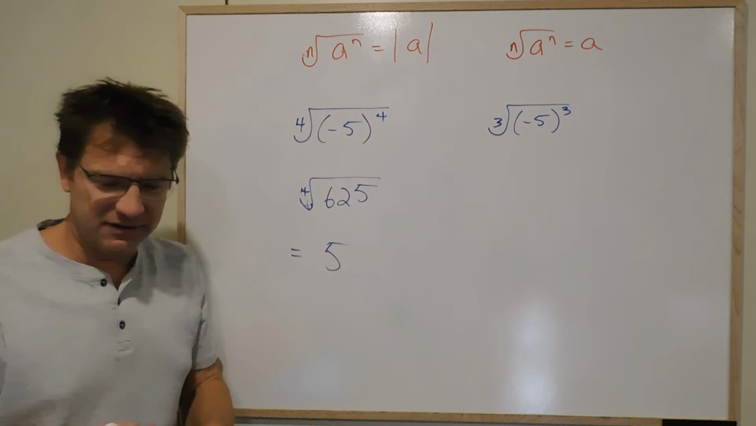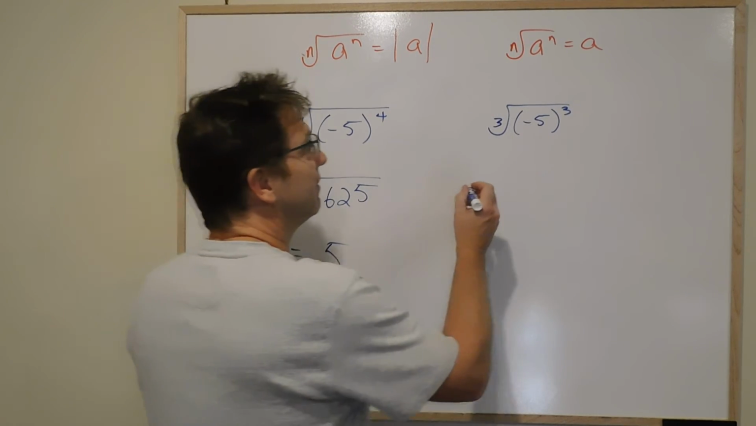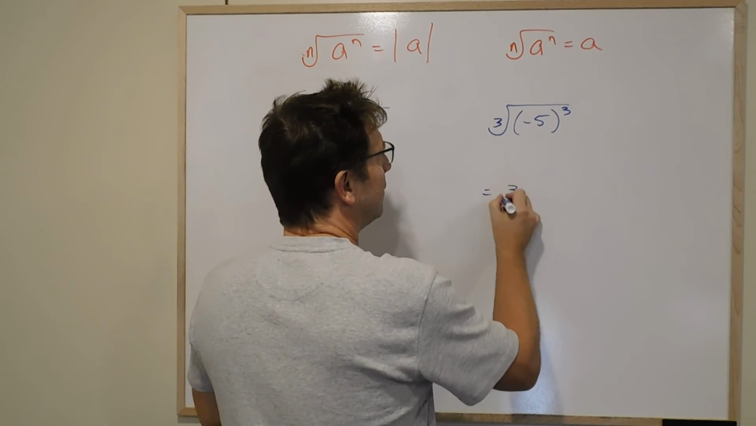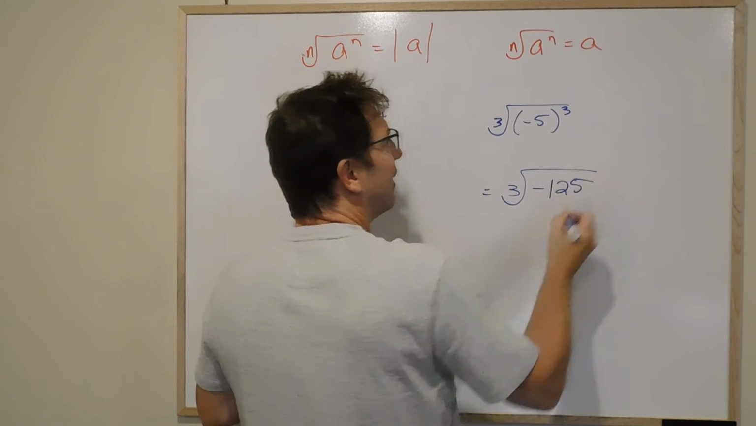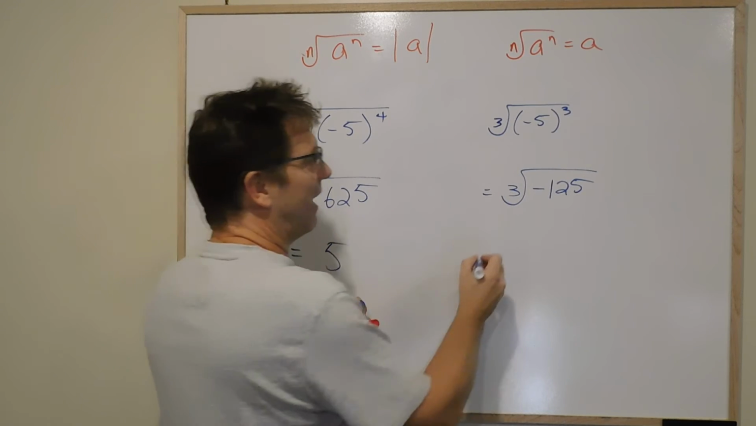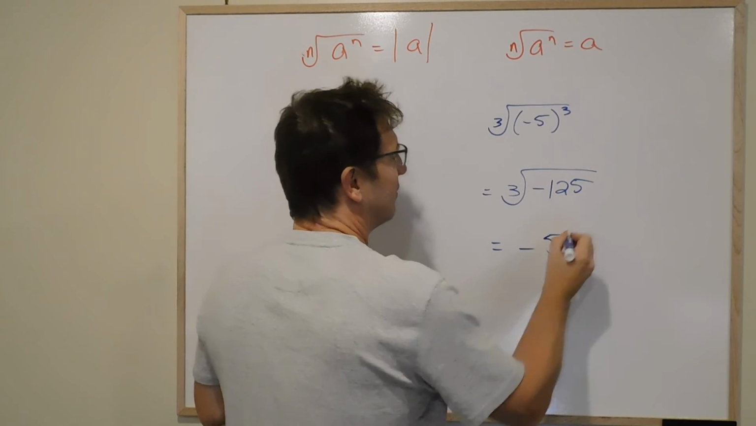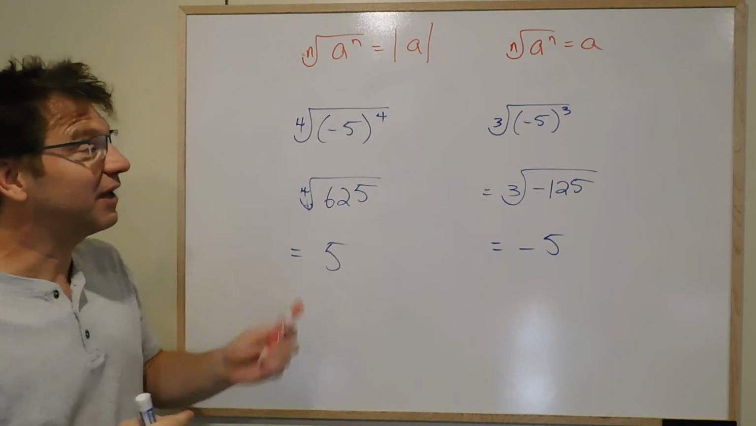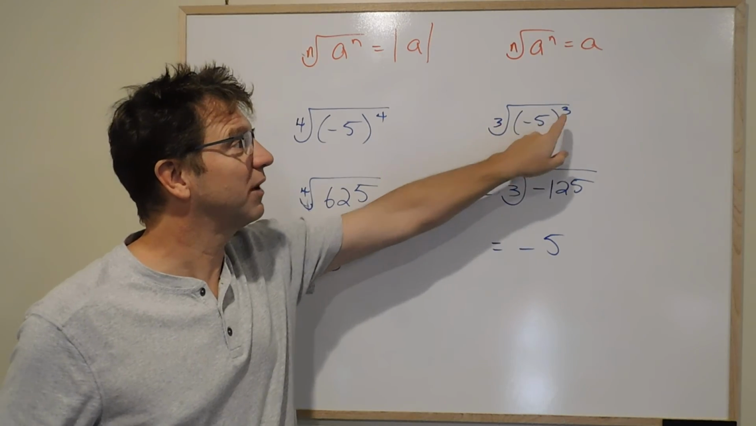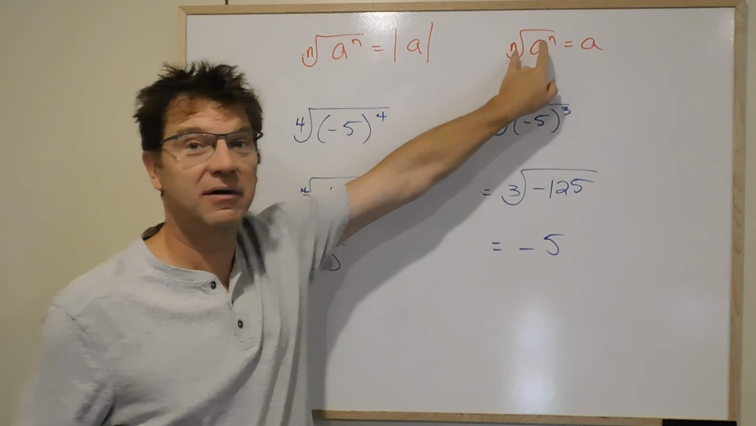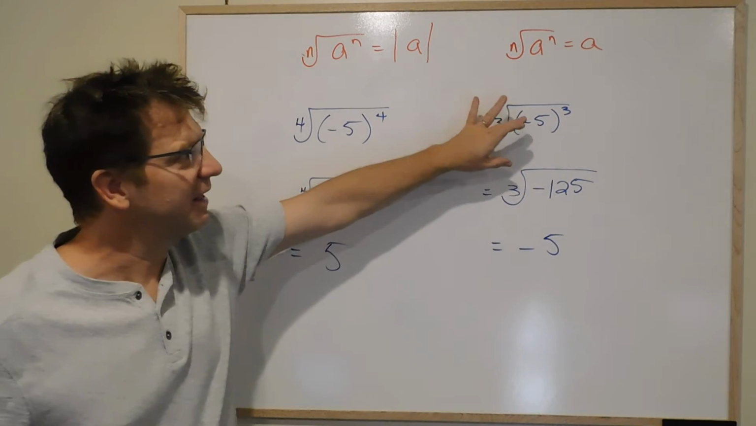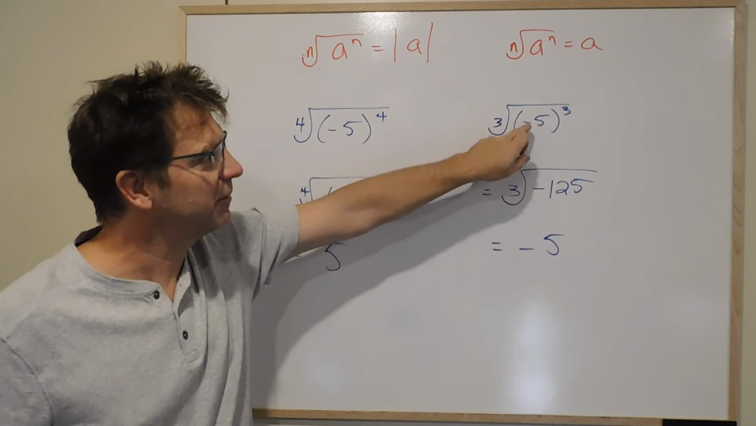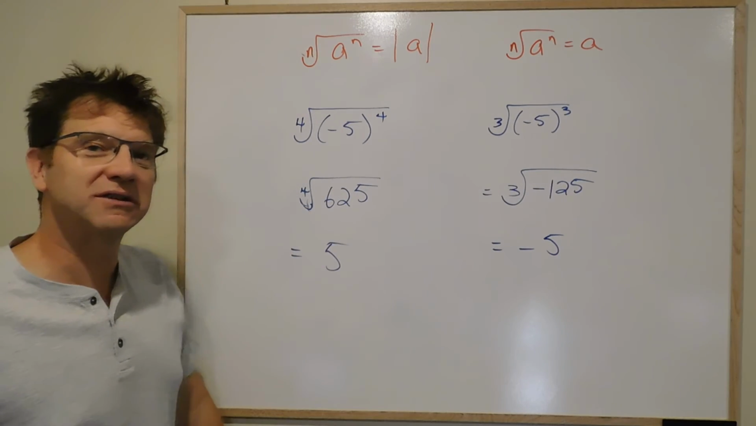It's saying here, well, if I do this, that's the cube root of negative 125, and that would be negative 5. So if I have the same exact scenario of this number and this number being the same, but those numbers are odd, then the answer is going to be the same number as what was inside the bracket.